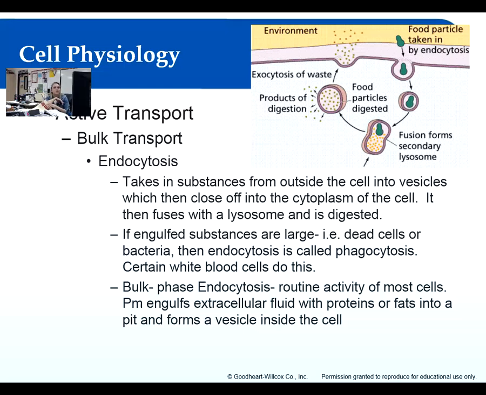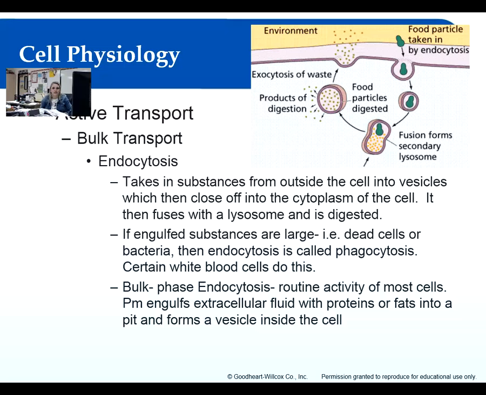It takes substances from outside the cell into vesicles that then close off into the cytoplasm of the cell. And then depending on what it is, it can be fused with the lysosome and digested. Lysosome kind of works like a garbage truck in your cell. It says if the engulfed substances are really large, like dead cells or bacteria, then endocytosis is called phagocytosis. There's certain white blood cells that do that. You may have seen that whenever you did the diversity page.